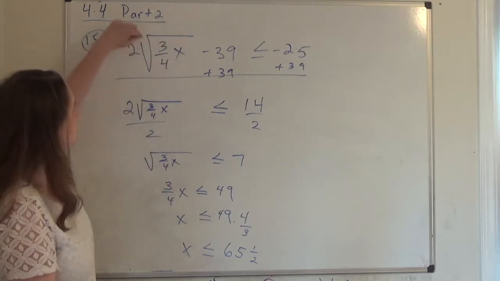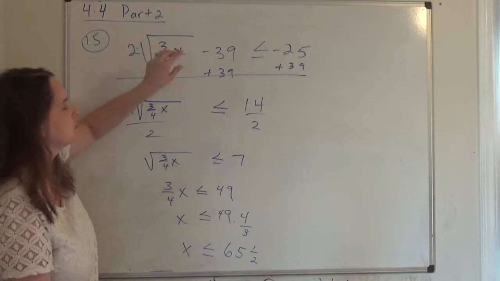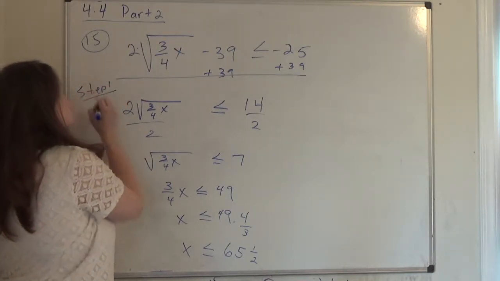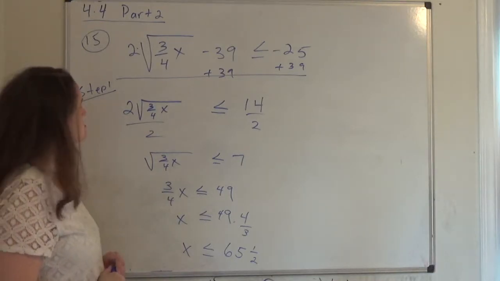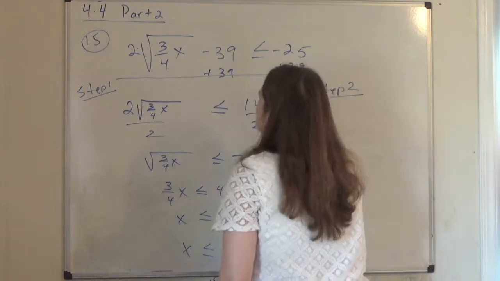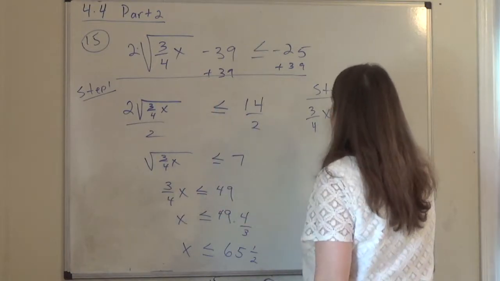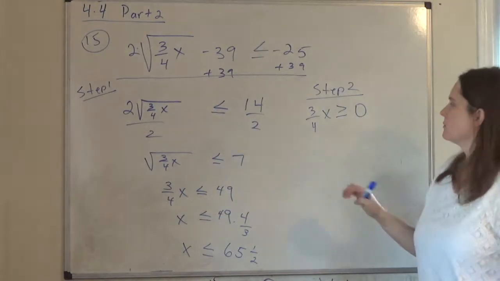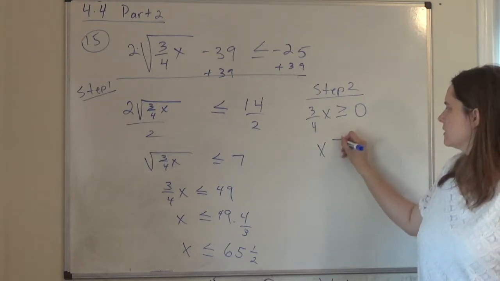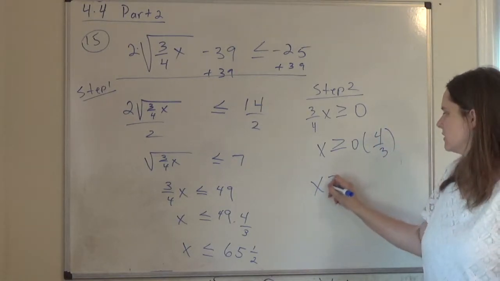Again, because this is an even index, the square root, you have to make sure that the inside is positive. So this was step 1. We've got a step 2. Now, alright, let's keep going. So for step 2, the inside of the radical, 3/4 x, has to be greater than or equal to 0. So solving this, multiply both sides by the reciprocal of 3/4. X is greater than or equal to 0 times 4/3, but it's still 0. X is greater than or equal to 0.